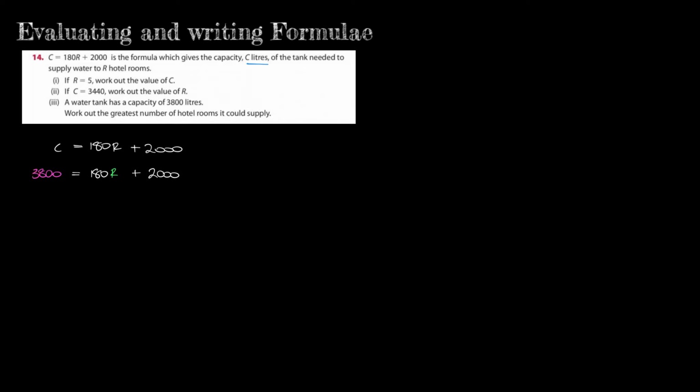In order to solve this equation, I have numbers, unknowns, and numbers. So what I need to do is get all my numbers to one side. So I'm going to take this positive 2,000 and I'm going to bring it across so it comes over here. And then I'll be left with 3,800 minus 2,000 is equal to 180R. Okay. So let's work out what that is. That's going to be 1,800 equals 180R.